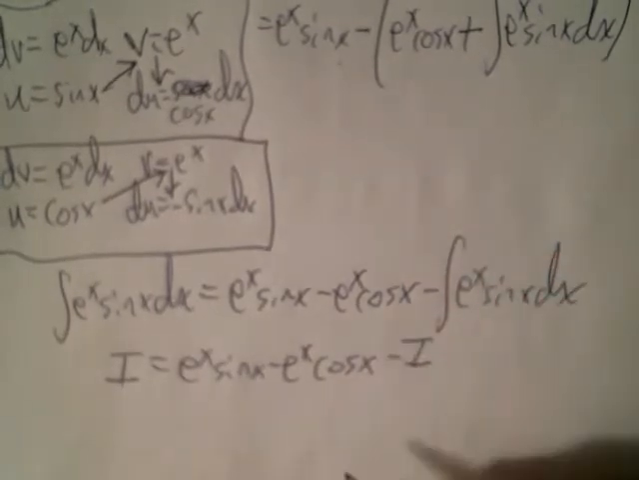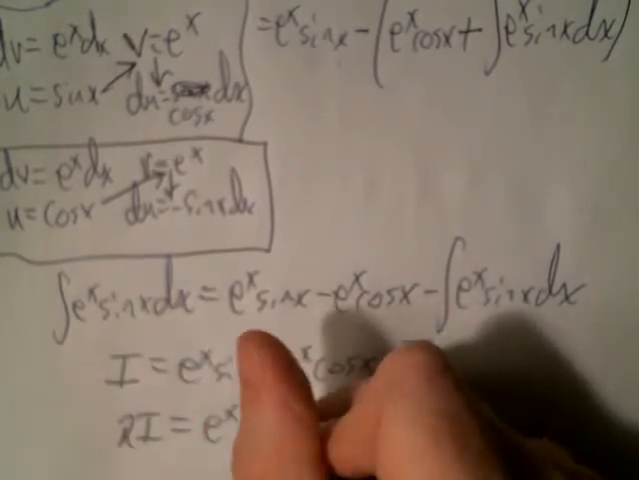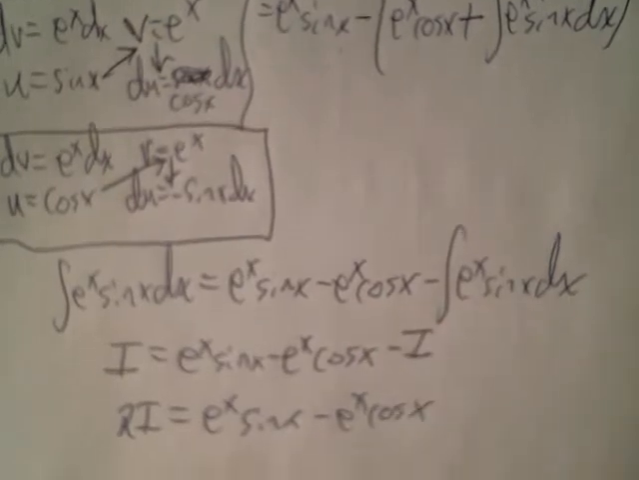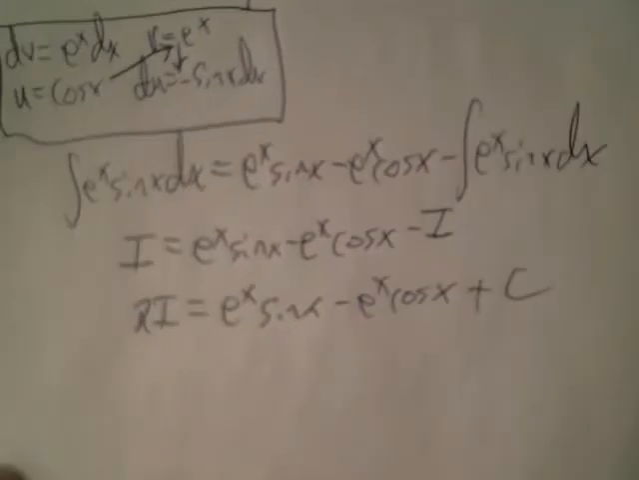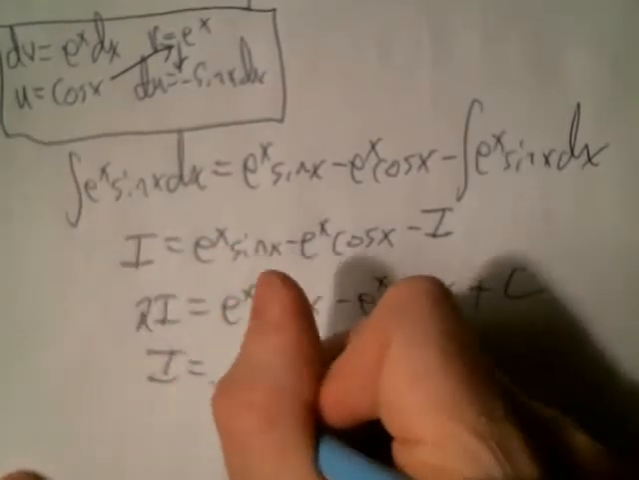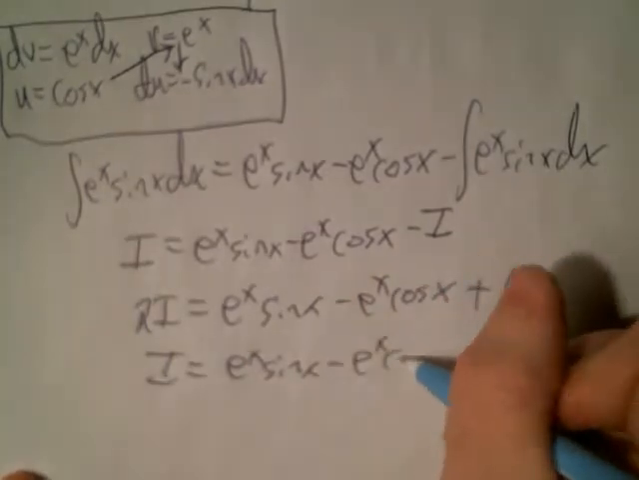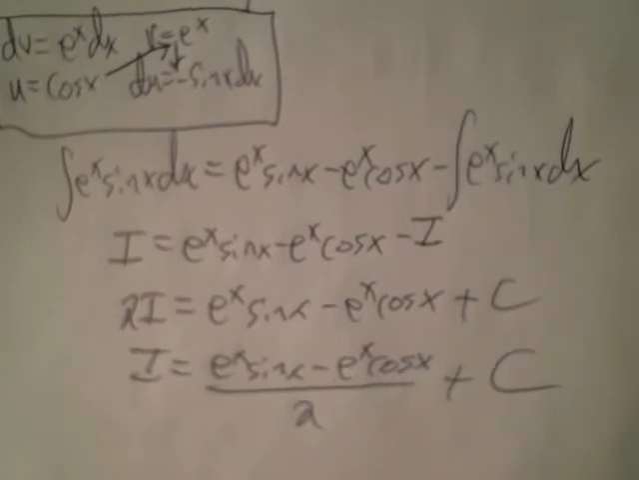And then I'll add I to both sides. I get 2 I's equals e to the x sine x minus e to the x cosine x plus your integration constant, and then divide by 2, and that's your answer. Okay, so I would equal e to the x sine x minus e to the x cosine x all over 2, and then plus your integration constant. Okay, so it's the looper.